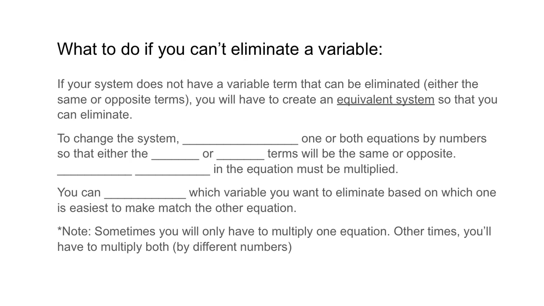So we're going to change the system by multiplying one or both equations by numbers so that either the x or the y terms will be the same or opposite. All the terms in the equation get multiplied by whatever you decide to multiply by to make that work. So you may want to make your x's match, and it may require you to multiply by 2 to do that. But everything in the equation multiplies by 2, not just the x term, because you have to create an equivalent equation. And to do that, what happens on one side has to happen on the other side. Everything gets multiplied by that.